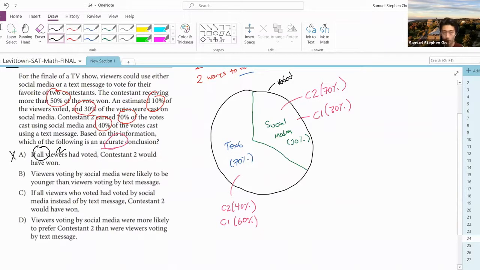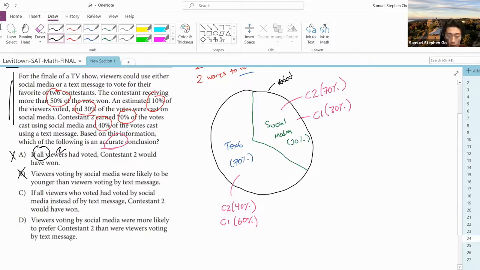Not going to officially say no yet because this is a "most accurate" type of question. Choice B: viewers voting by social media were likely to be younger than viewers voting by text message. Let's look at this passage again. Nowhere does it talk about being younger. This is kind of a choice to trick you. I will definitely say no to choice B.